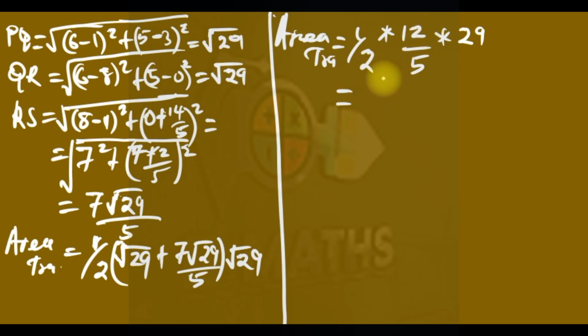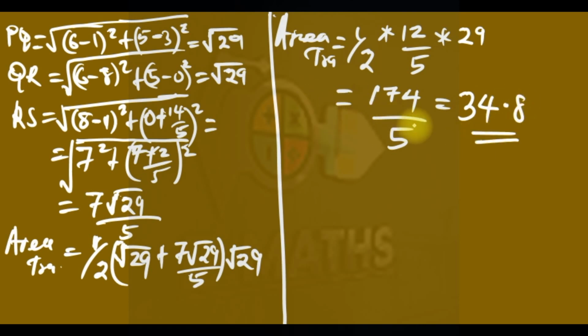This 6. So I have 6 times 29, which is 174. That's 6, 2 in 12, 6 times 29, 174 over 5, which is this, 3 in 24 is 4, and 4 is 8. So that's the answer. So our answer is 34.8. So it's a nice question.